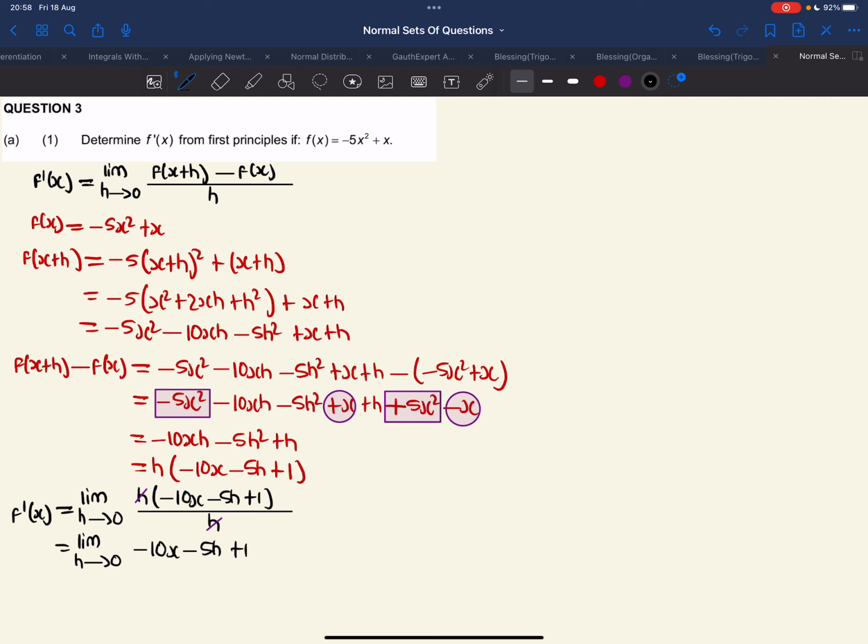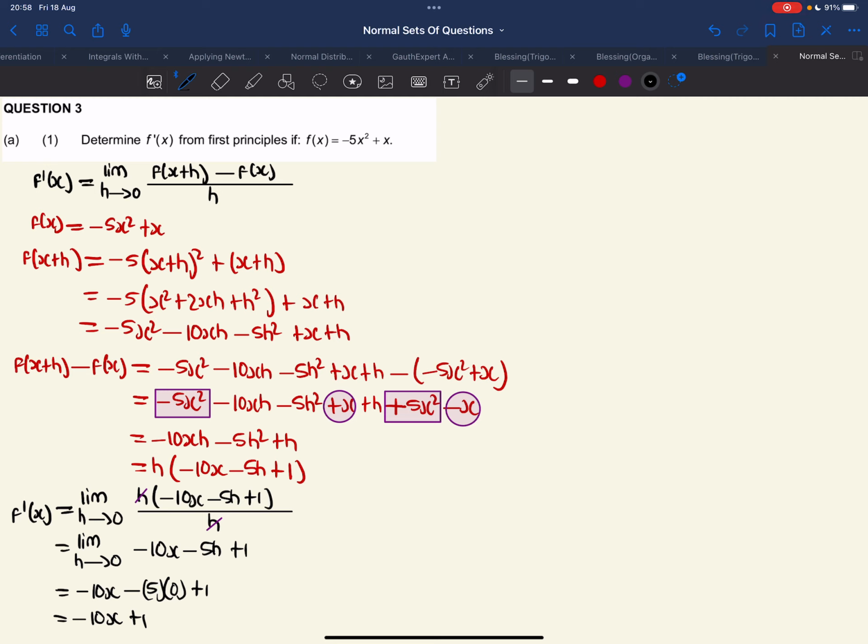And then after doing that, we can now just substitute the 0 inside there. If you do substitute the 0, it's going to be minus 10x minus 5 times 0 plus 1. So the answer at the end, you should get minus 10x plus 1.